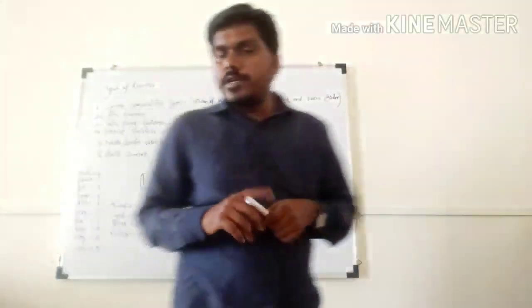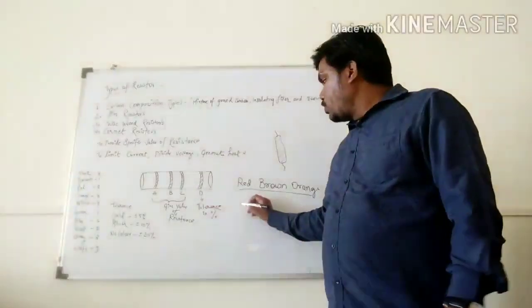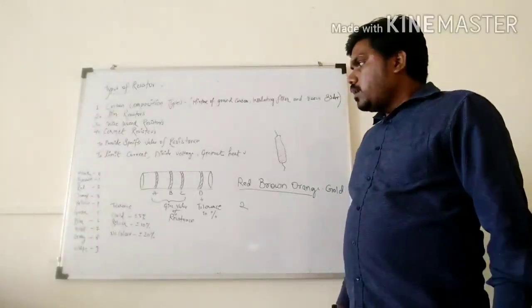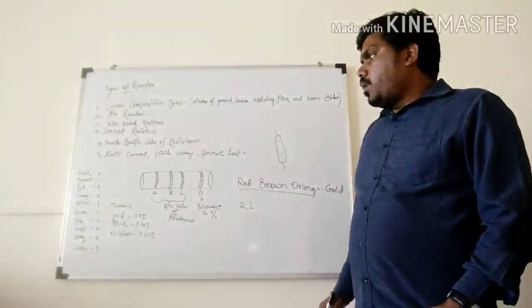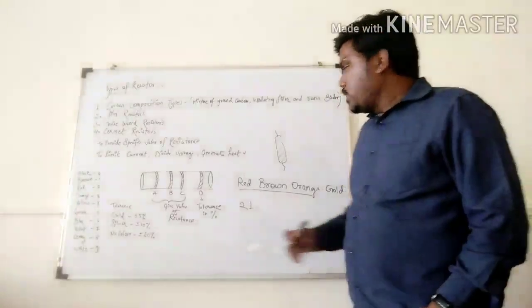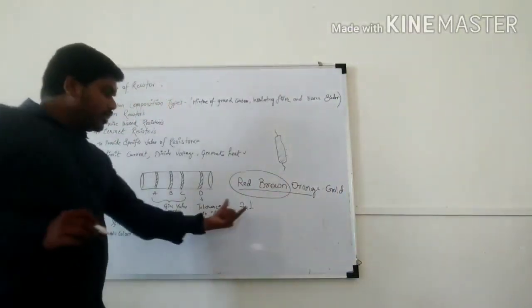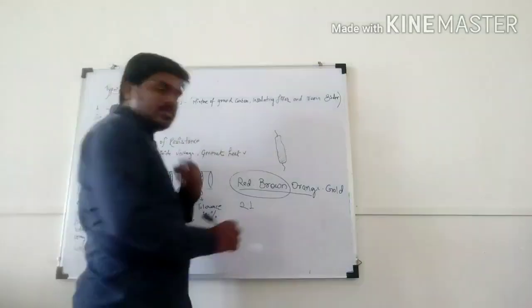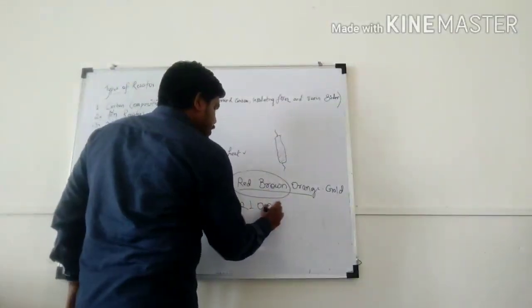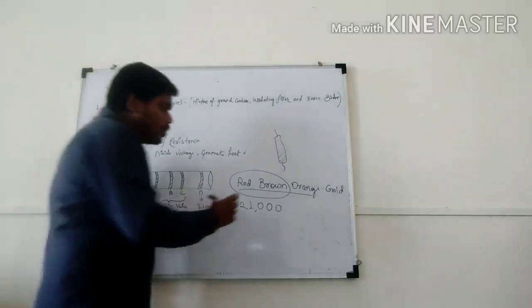So how can you find the value of this particular resistor? With these three colors: red denotes 2, brown denotes 1. Red and brown denote the 2-digit number, 2, 1 means 21. And orange means it has 3 zeros behind it: 1, 2, 3. So it is 21,000, and my 21,000 is my ohms resistance.